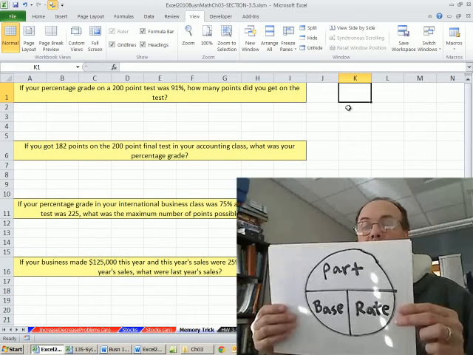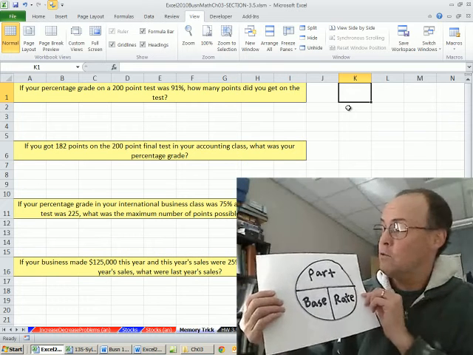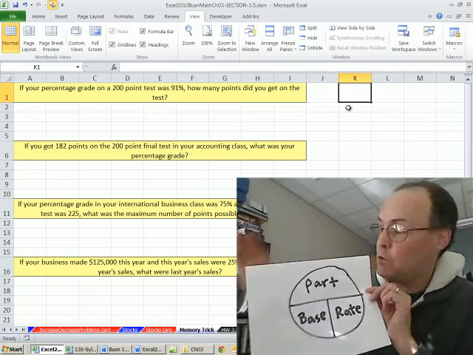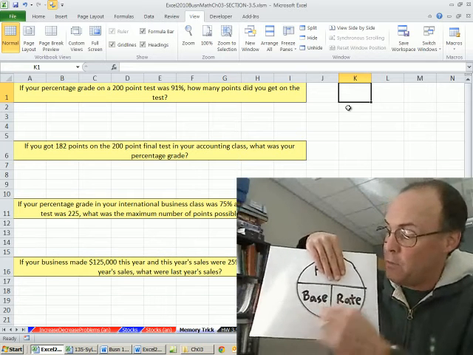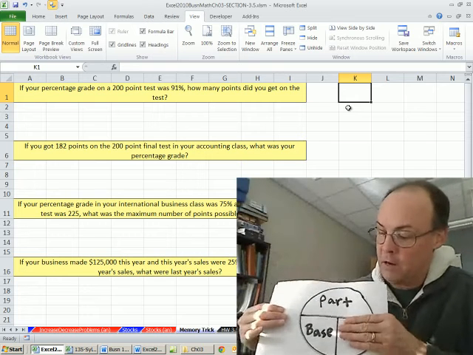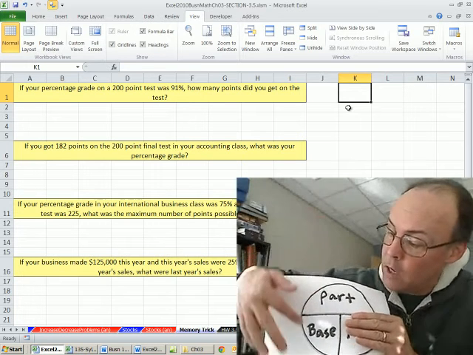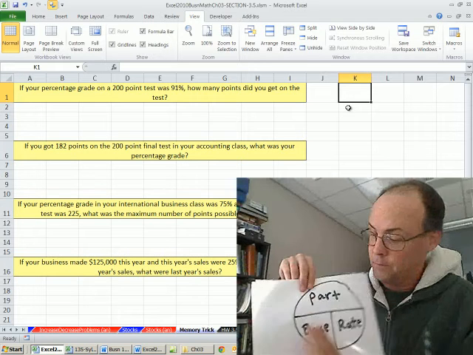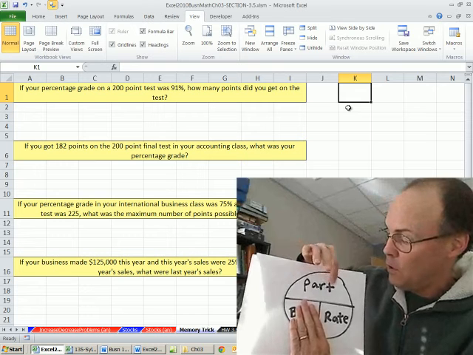And I've got to show you a great trick, and this is in the textbook. See this picture right here? This is great because here's the trick. If you want to solve for part, you simply put your hand over the part, and then you say, oh, I have to multiply these. If you're solving for rate, you simply cover up the rate because that's what you're solving for. And this means, oh yeah, divide part by base. And if you're solving for base, you simply put your hand over it. And that says, oh yeah, the formula is part divided by rate.